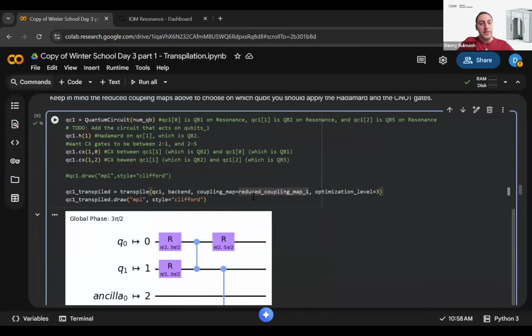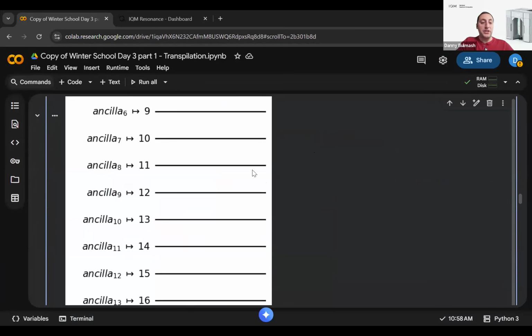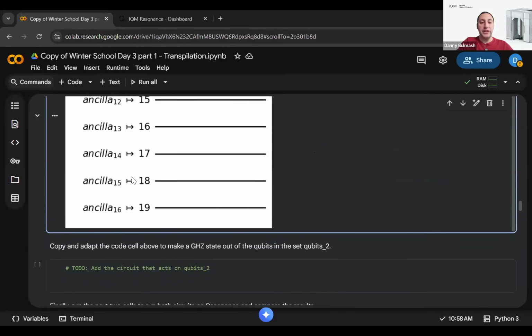So the next thing that we're going to be asked to do, oh, and you see that all of the qubits on Garnet show up here. We aren't doing anything with most of the qubits on Garnet, but that's okay because we only need 3 qubits right now.